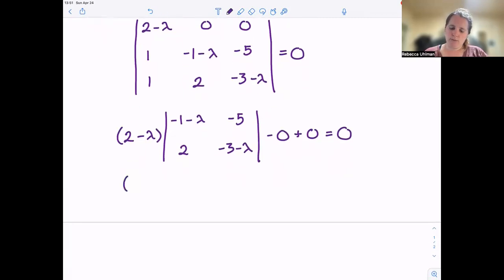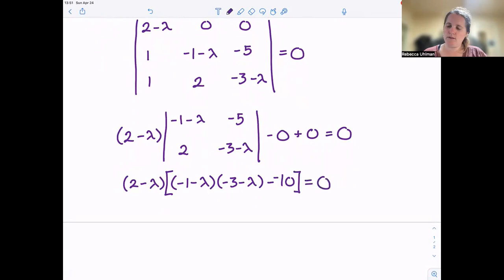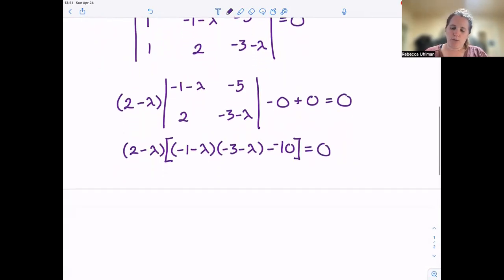So this gives us 2 minus lambda times, in brackets, -1 minus lambda times -3 minus lambda, and then minus -10. All of this is equal to 0. That brackets becomes lambda squared. Then we have a +3 lambda plus lambda, so +4 lambda. Then we have +3 and +10 becomes +13. So we have 2 minus lambda times lambda squared plus 4 lambda plus 13 is equal to 0.